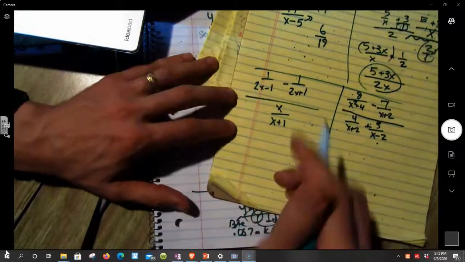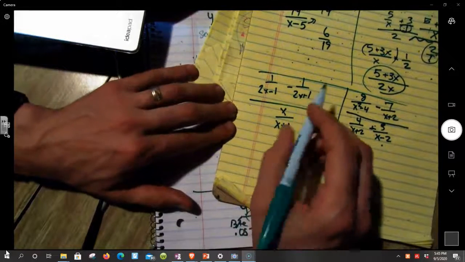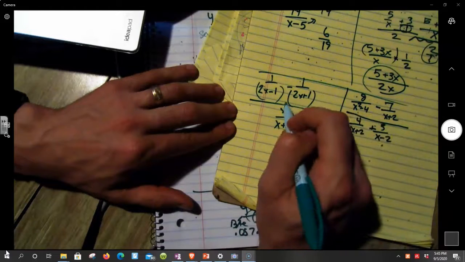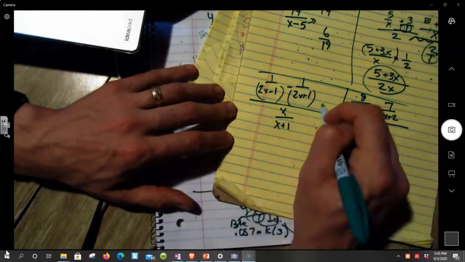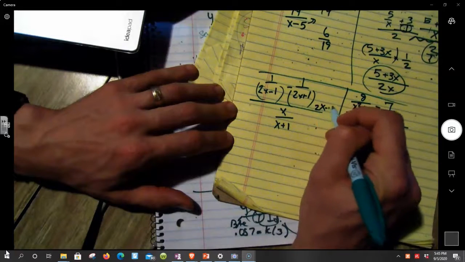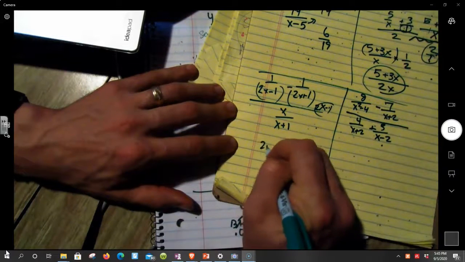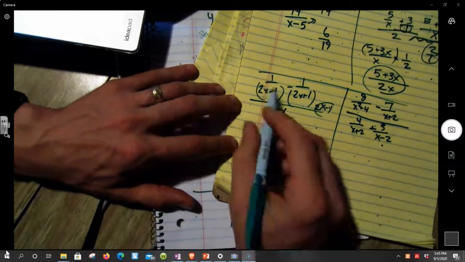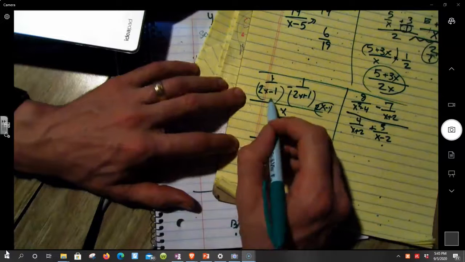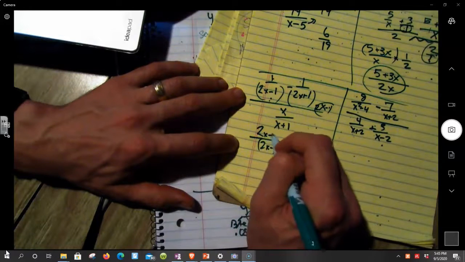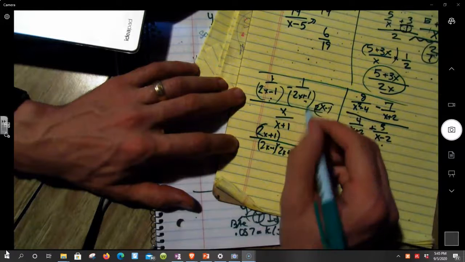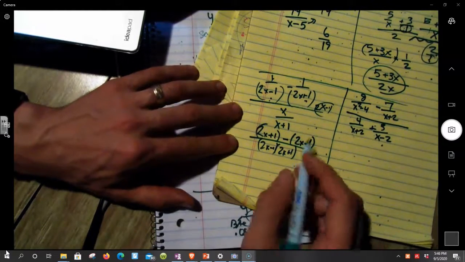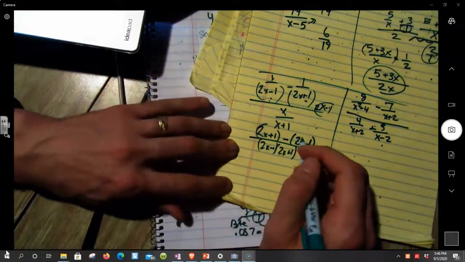Now over here, in order to be able to do this, you need a common denominator. Your common denominator here is going to be 2x minus 1, 2x plus 1. That's my LCD for the numerator. So what's missing here is the positive one. So you have 2x plus 1. What's missing here is the 2x minus 1. So it's minus 1 times 2x minus 1. That's what's missing there. Okay, and we have to simplify that.